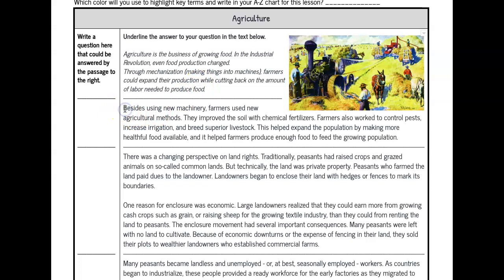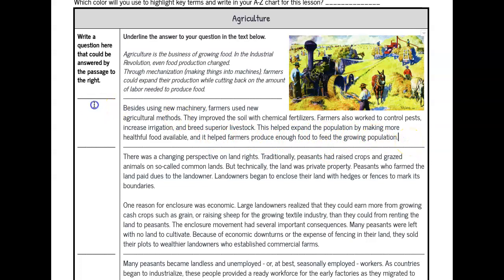Let's take a look at this first paragraph. Besides using new machinery, farmers used new agricultural methods. They improved the soil with chemical fertilizers. Farmers also worked to control pests, increase irrigation, and breed superior livestock. This helped expand the population by making more healthful food available, and it helped farmers produce enough food to feed the growing population. At this point, you would pause.